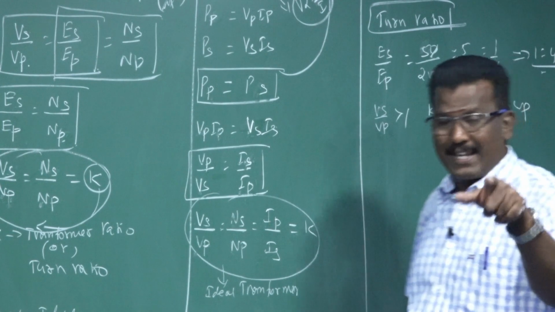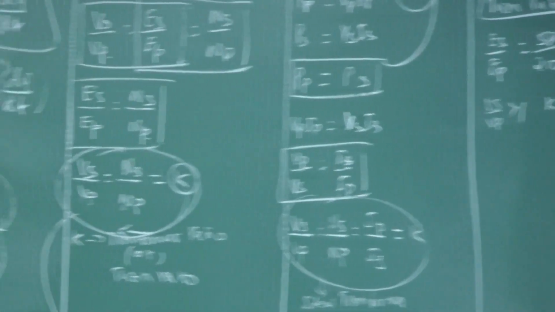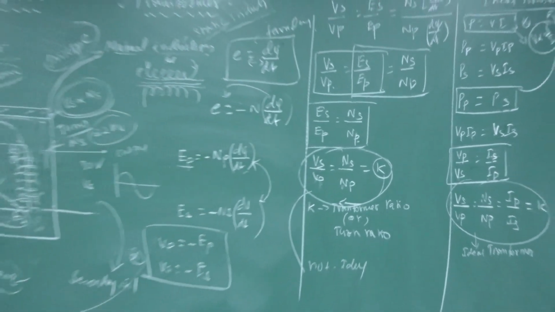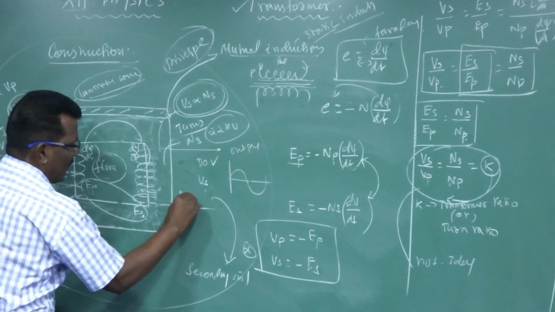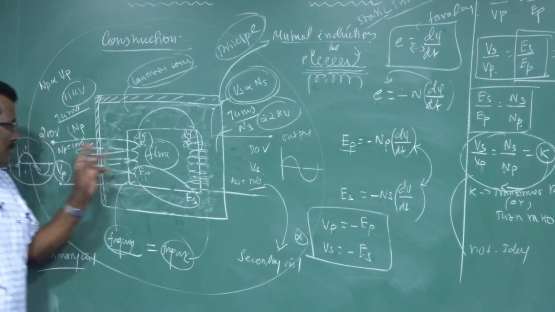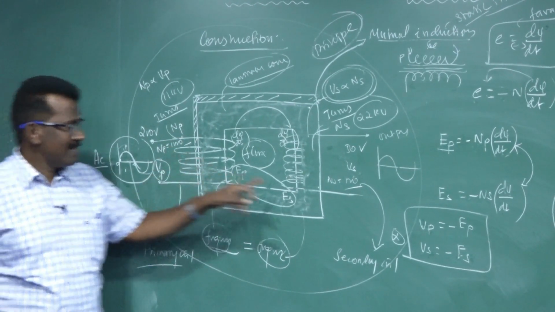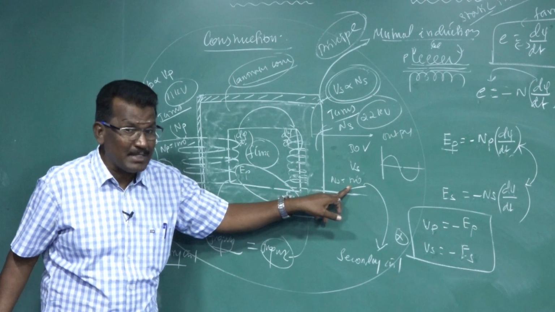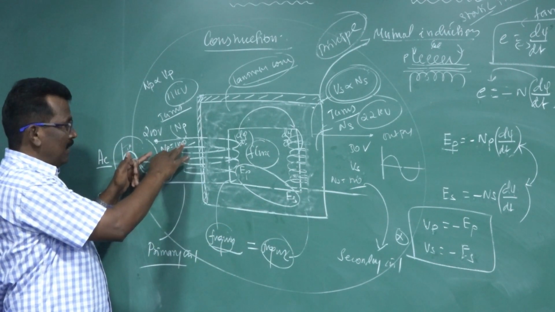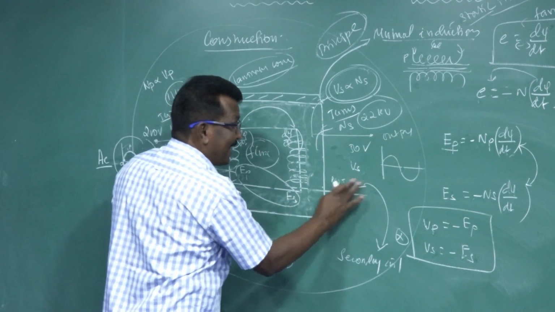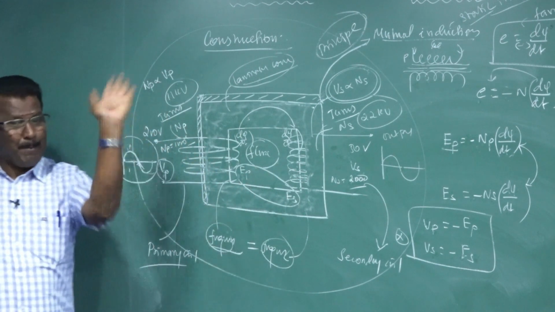Where the secondary voltage is greater, the secondary turns are also greater. Number of turns in the primary is 1000, Np is equal to 1000, and Ns is 500. Primary turns 1000, secondary turns 500, so the kind of transformer is a step-down transformer. Primary turns 1000, secondary turns 2000, so the type of transformer is a step-up transformer.